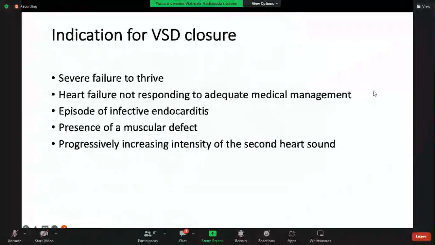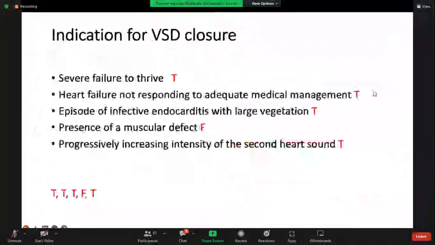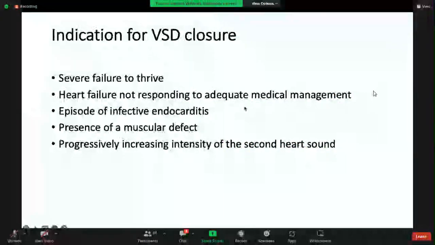Right. So just tell me what are the indications for VSD closure out of these 5? Just MCQ. When would you decide the VSD needs surgical closure? Do you think the first one is an indication, severe failure to thrive? Yes, it is an indication, right? And then heart failure not responding to adequate medical management. Yes, you have to first start medical management, but despite that, if your heart failure is not responding, that is an indication.